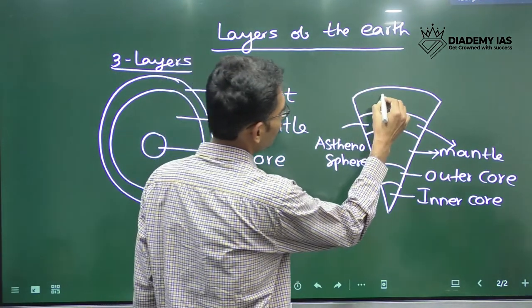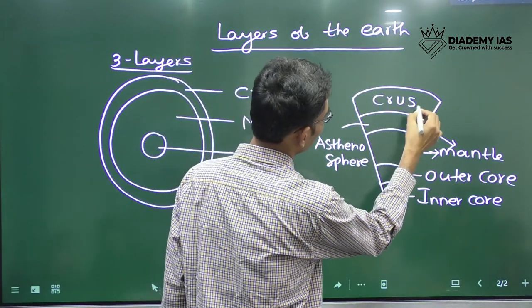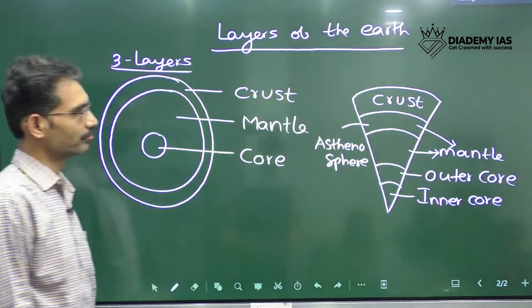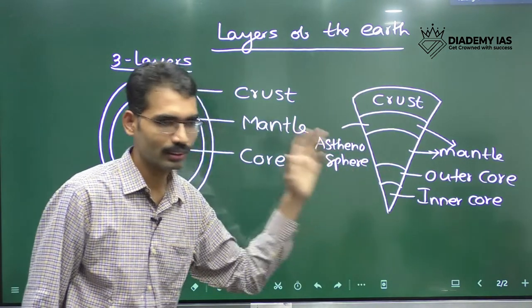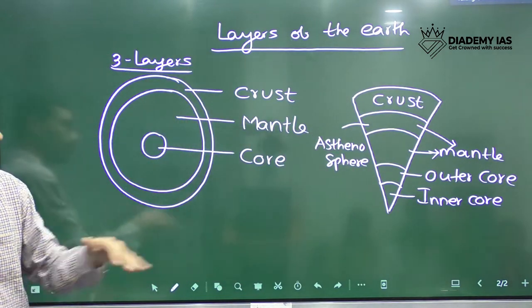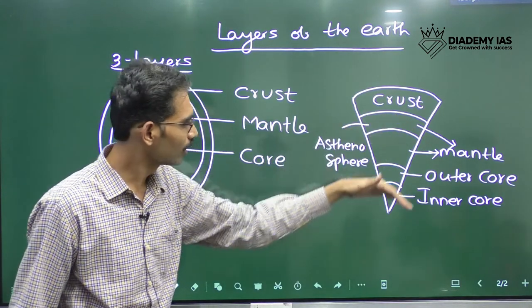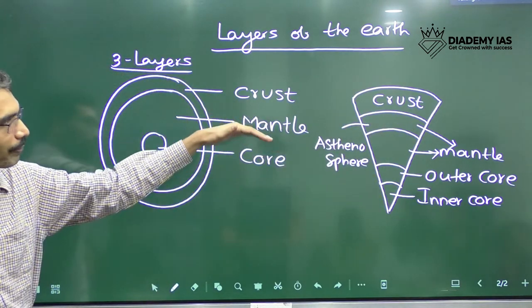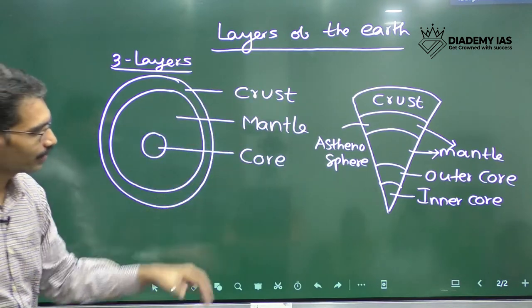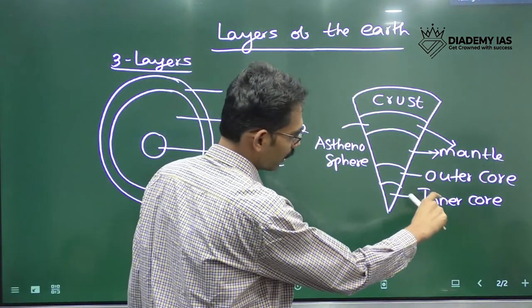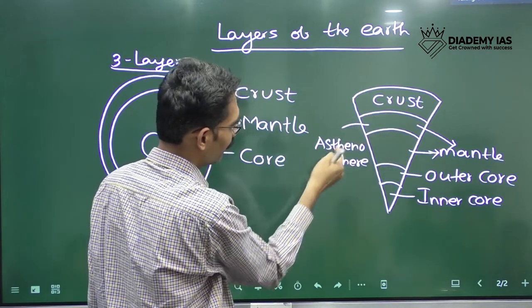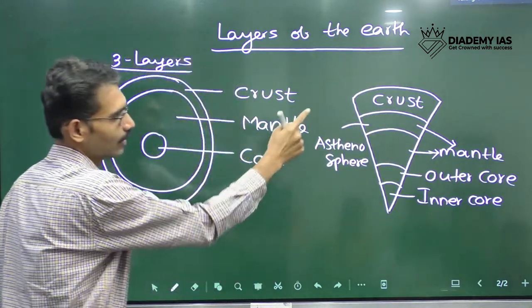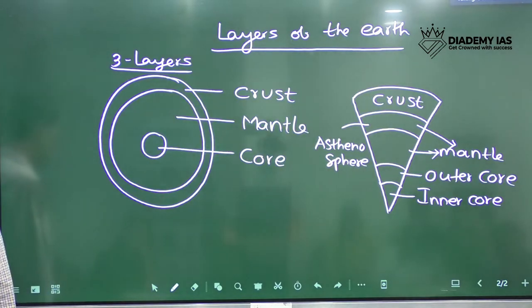Now on top of it is crust. This is how our earth is completely segregated into different layers. Three major parts: core, mantle, crust. Again within core we have two layers, inner and outer. In the mantle part, lower mantle and upper mantle, that is asthenosphere. Then again in the crust.